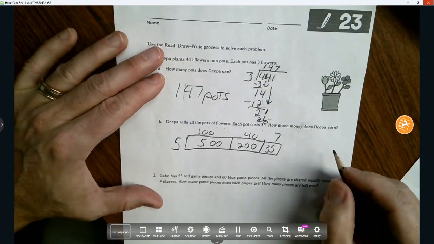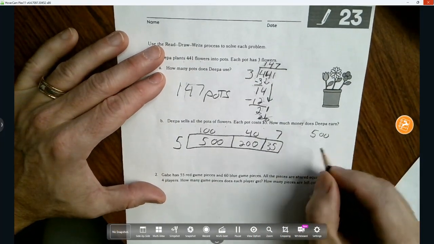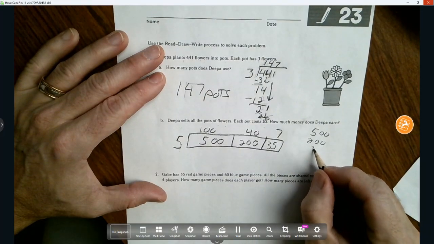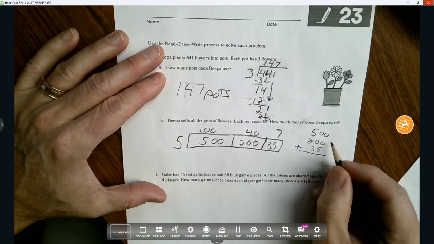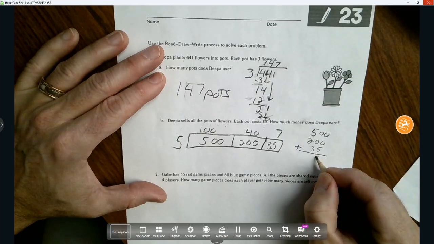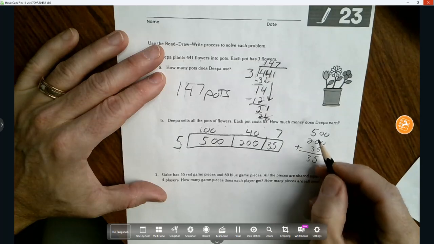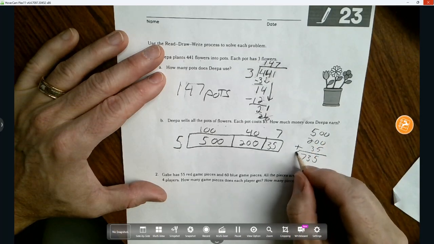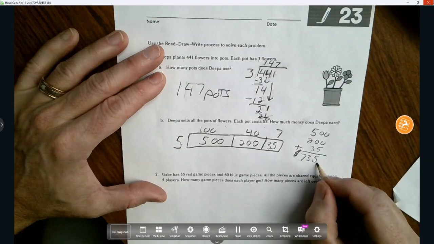Now let's just add them all together. 500, 200, and 35. 0 plus 0 plus 5 is 5. 0 plus 0 plus 3 is 3. And 5 plus 2 plus 0 is 7. Put a dollar sign right there if you want.